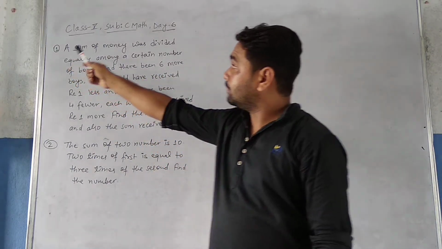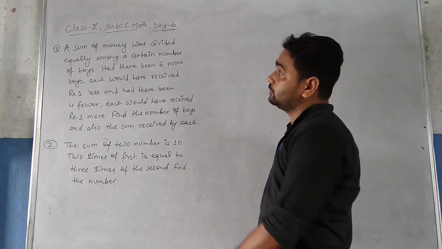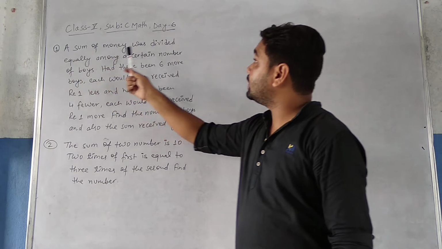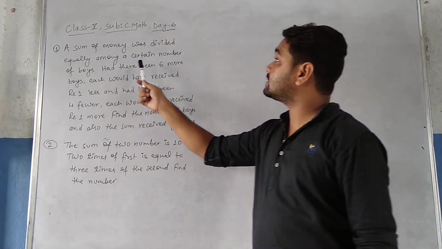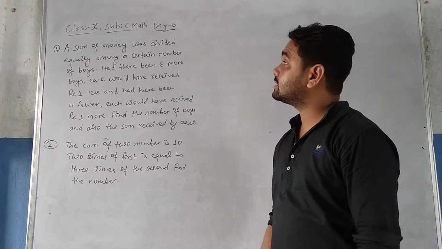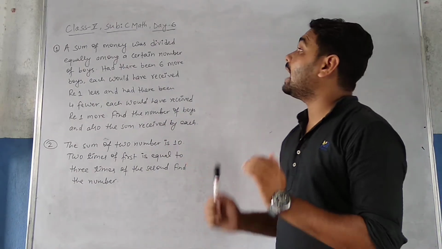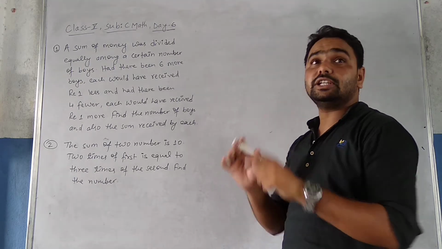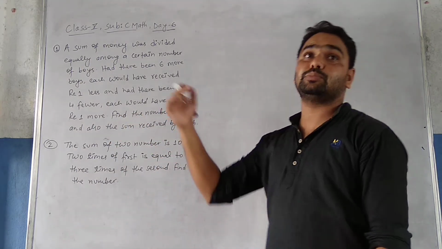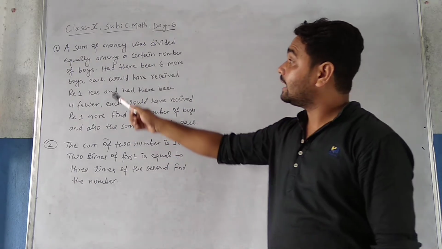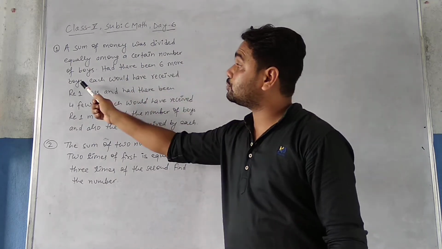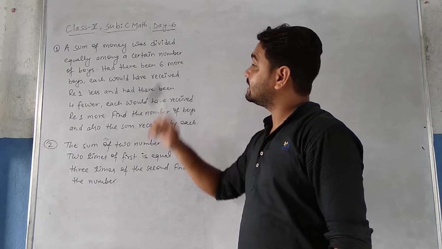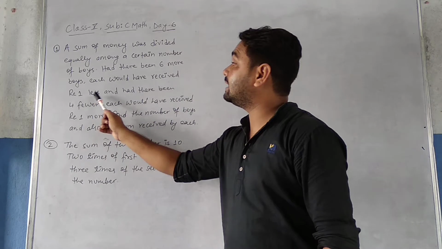Now, I have written the 2 questions here, and we are going to solve them. Look at the question first. It is given that a sum of money was divided equally among a certain number of boys. That means a certain number of boys are there, and we have a sum of money, and we are going to divide that money equally among each boy. The condition is, had there been 6 more boys, if we increase the number of boys by 6, each would have received 1 less.